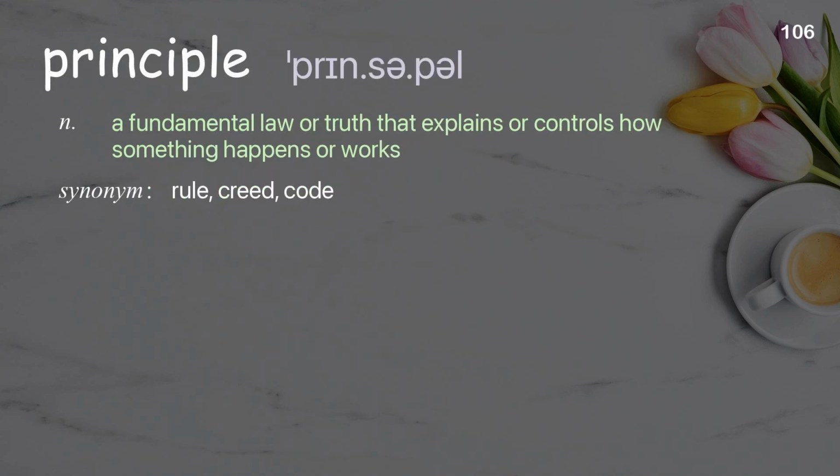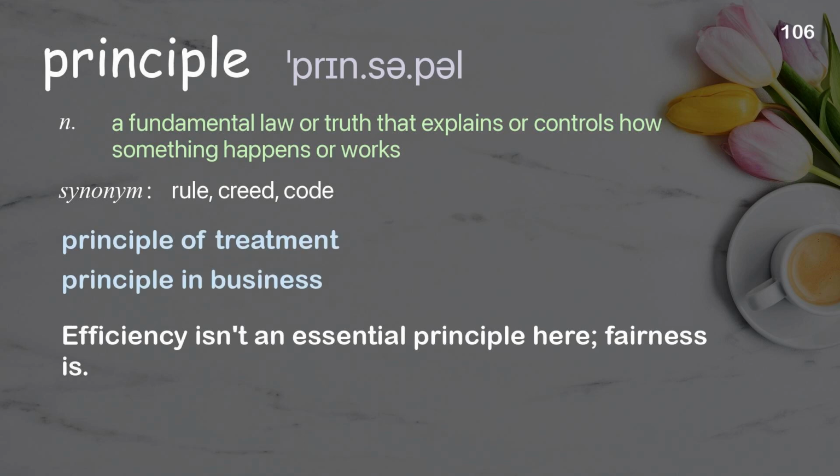Principle. A fundamental law or truth that explains or controls how something happens or works. Examples: Principle of treatment, principle in business. Efficiency isn't an essential principle here, fairness is.